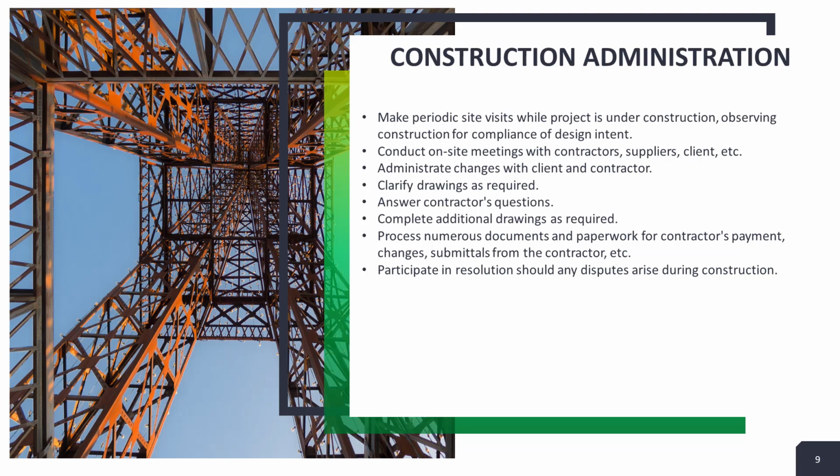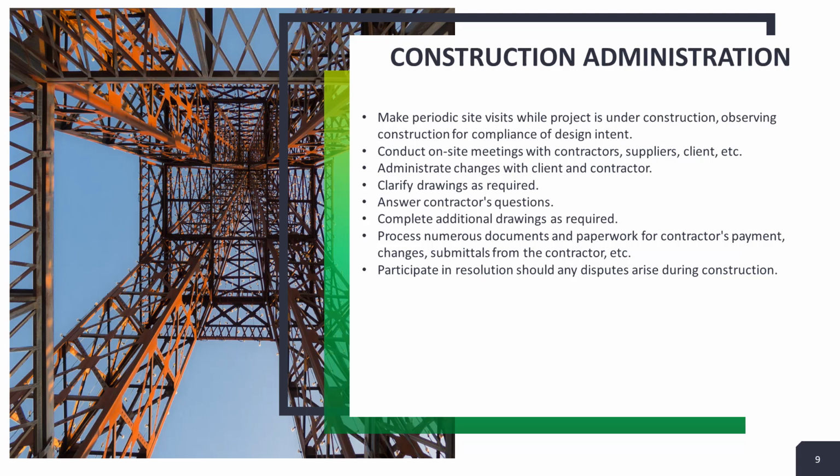Clarify drawings as required, answer contractors' questions, complete additional drawings as required. At this point, if a change is made, it is going to be made through either an ASI, which is the Architect's Supplemental Instructions. Typically, architectural supplemental instructions do not require a cost change. They only require a design change or a clarification.